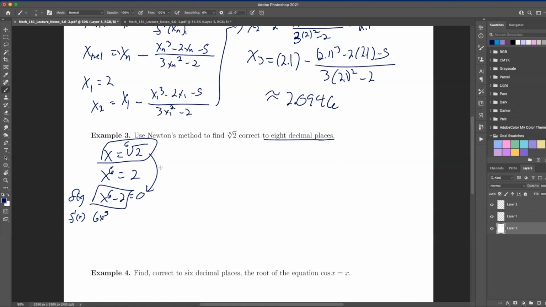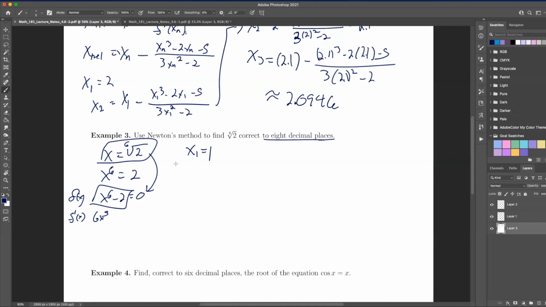So let's just start with a guess. Let's choose a guess. Well, the square root of 2 is close to 1, like 1.4 or something, right? So the sixth root would be even closer to 1. So let's just guess 1. Just any guess would work. We're guessing 1 because that should be really close to our solution.